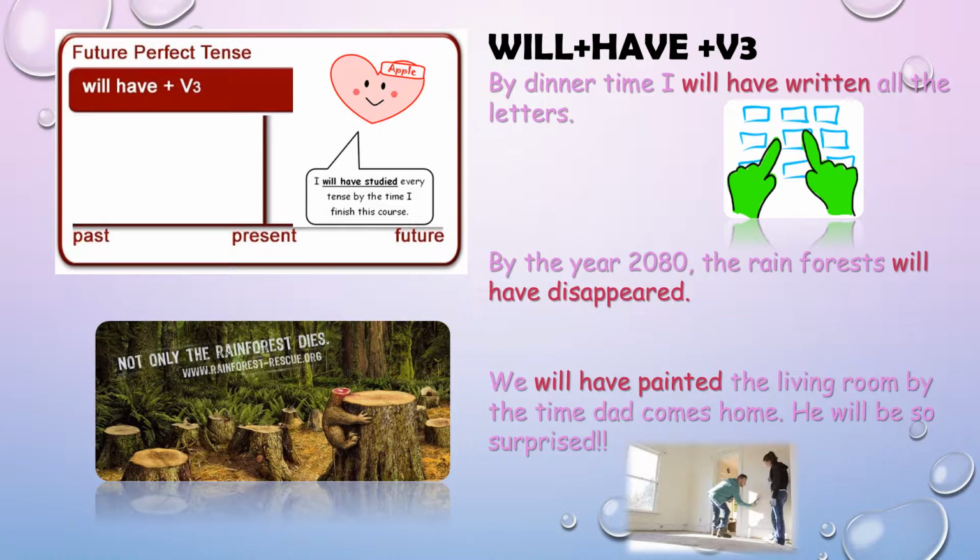If there are two events to talk about, the verb describing the second action is in the simple present tense. Look at the example. We will have painted the living room by the time Dad comes home. He'll be so surprised. So, this tense is formed with will plus have plus verb 3.